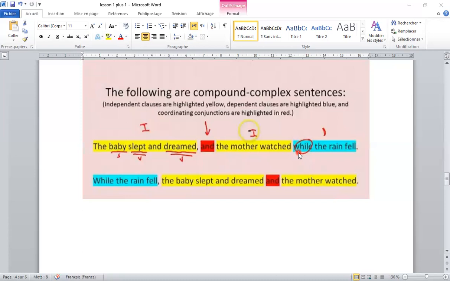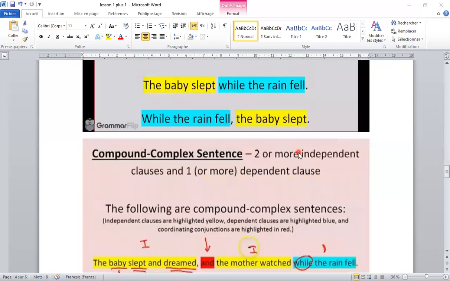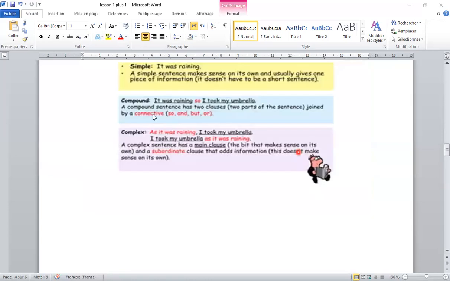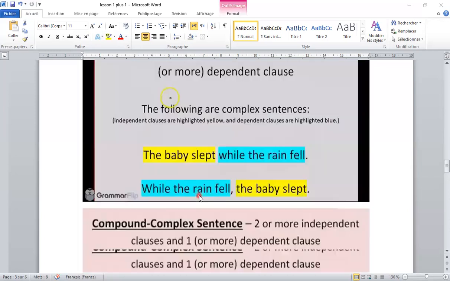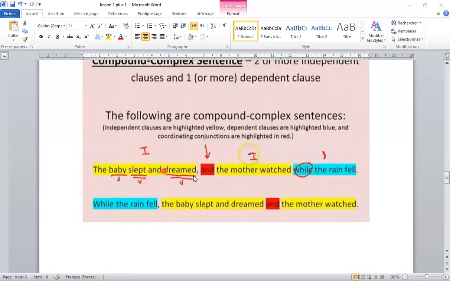And all of that is a compound sentence. Because we have said, recall with me, please, the connectives: so, and, but, or. It means it was already "so, I took," "and I took," "but I took," or "I took." It is a compound. So here, two sentences: the baby slept and dreamed, and the mother watched. All of that, from the start till "watched," is a compound sentence. Why? Because there is a coordinator, a connective called "and."